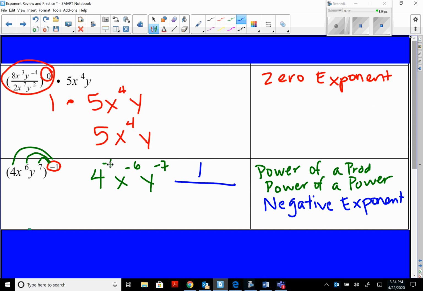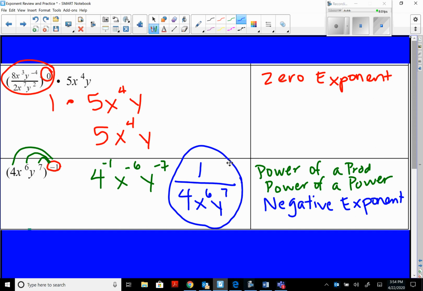So 4 to the power of -1 becomes 1 over 4 to the +1st power, which is just 4. X to the -6th power becomes 1 over x to the +6th. Y to the -7th power becomes 1 over y to the +7th. So that's it. 1 over 4 times x to the 6th times y to the 7th.